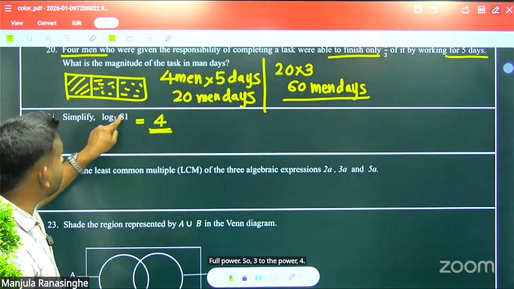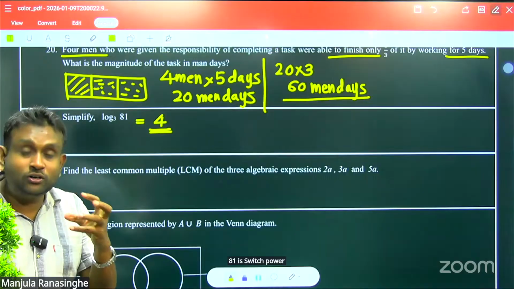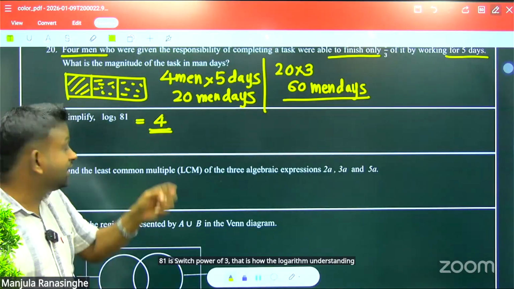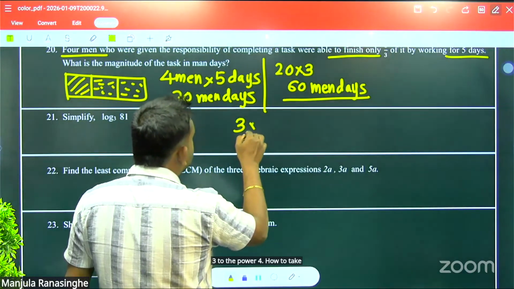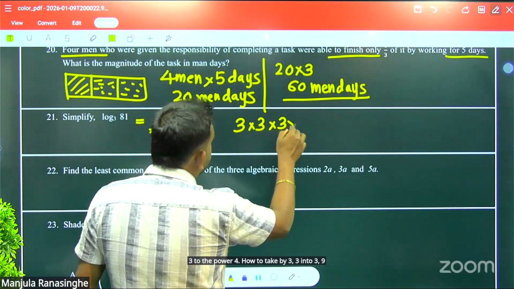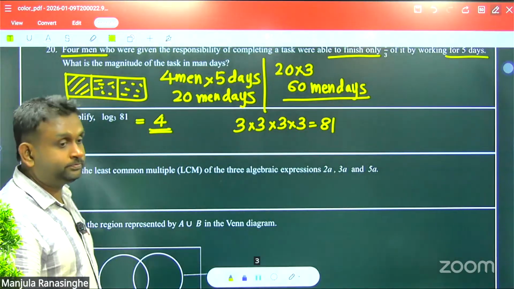So how to think that one? 81 is which power of 3? That is how, with logarithm understanding, you get the answer. 81 is 3 to the power 4. How to find it? By 3: 3 into 3, 9 into 3, 27 into 3, 81. This is how you get 3 to the power 4.